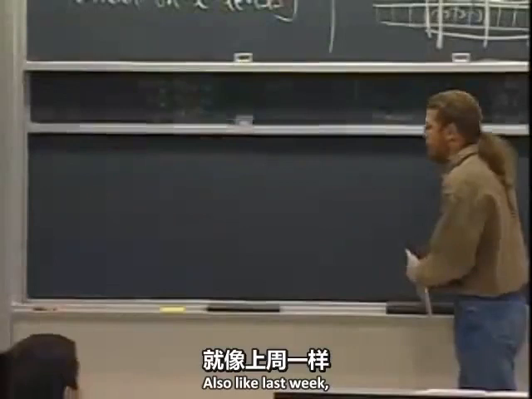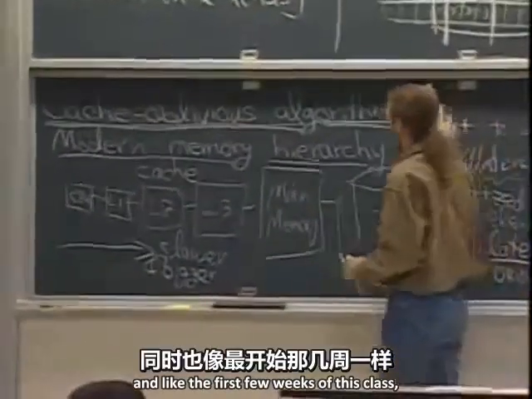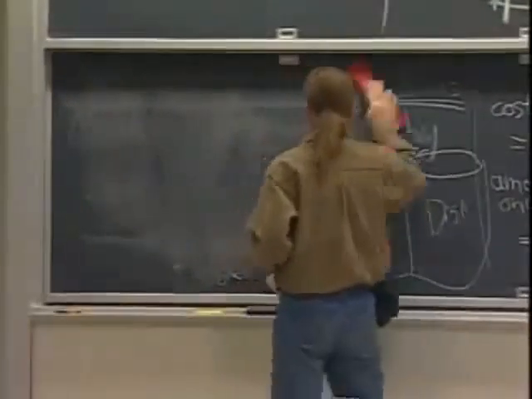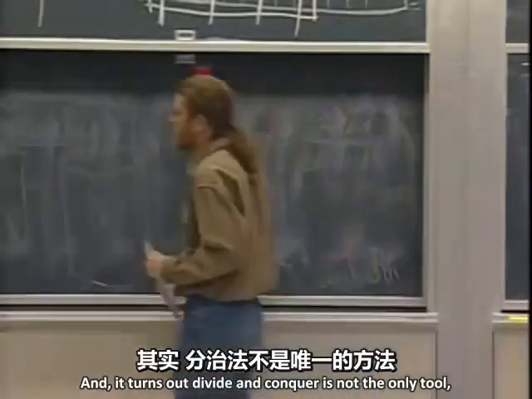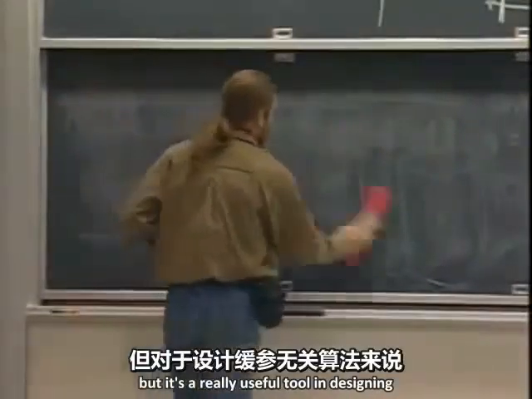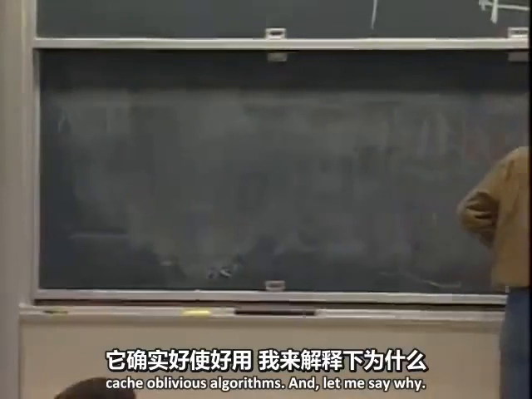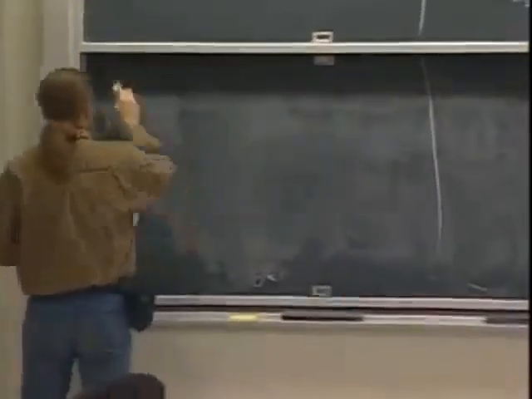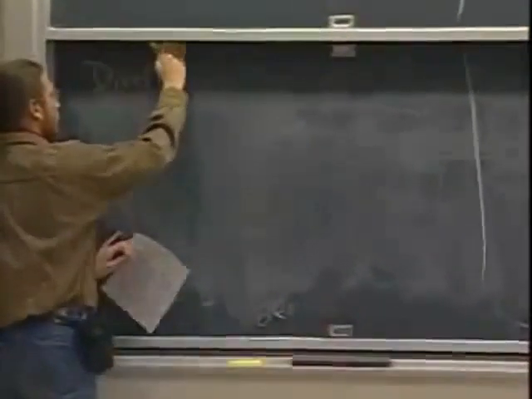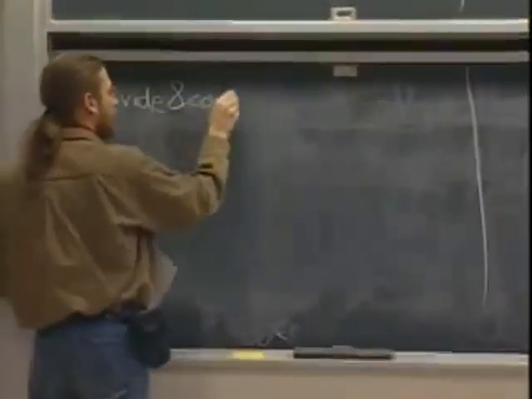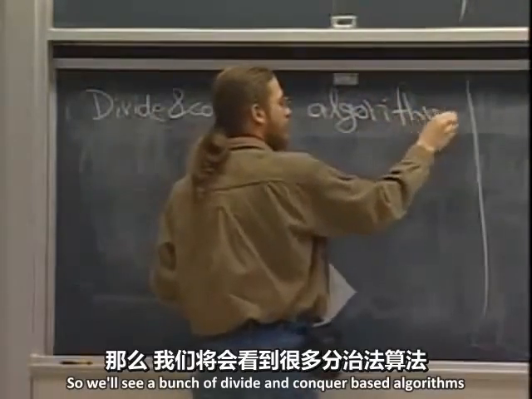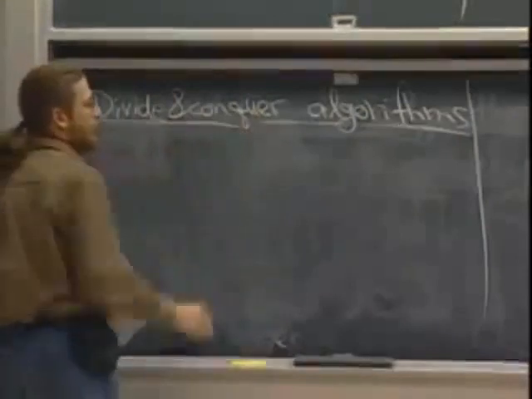Also, like last week, and like the first few weeks of this class, divide and conquer is your friend. It turns out divide and conquer is not the only tool, but it's a really useful tool in designing cache oblivious algorithms. And let me say why. We'll see a bunch of divide and conquer based cache oblivious algorithms.